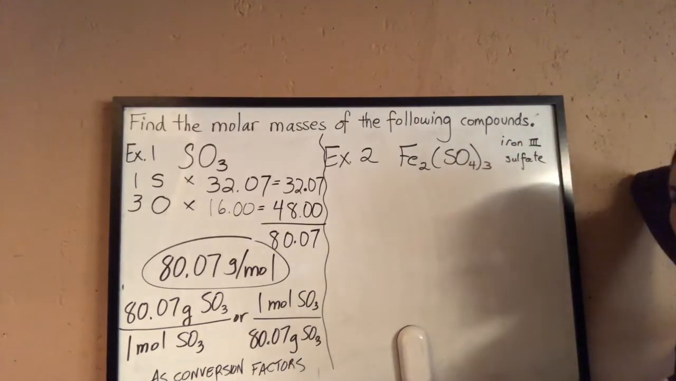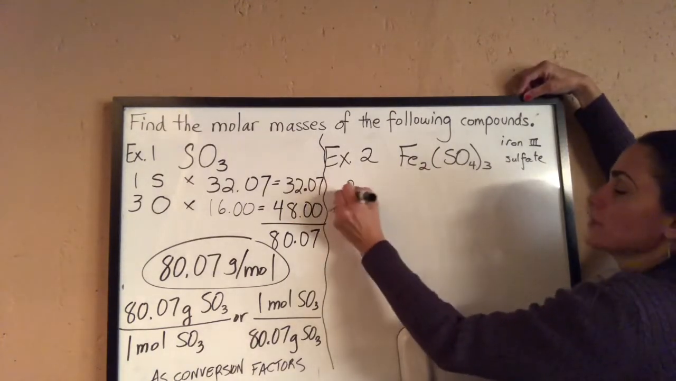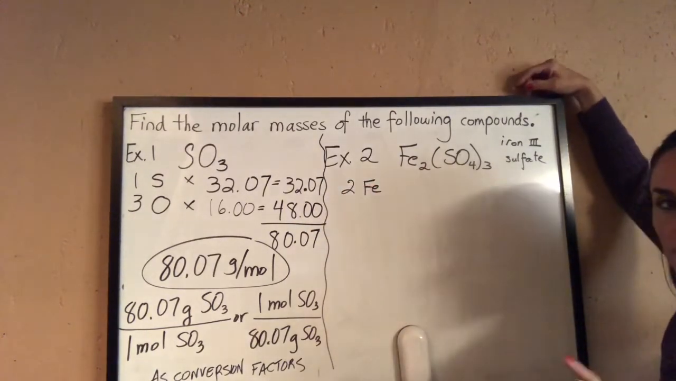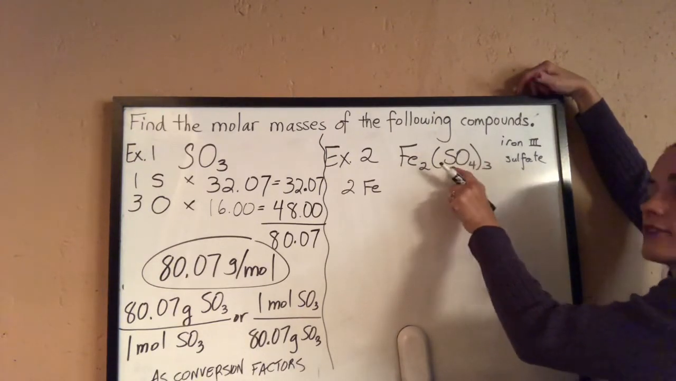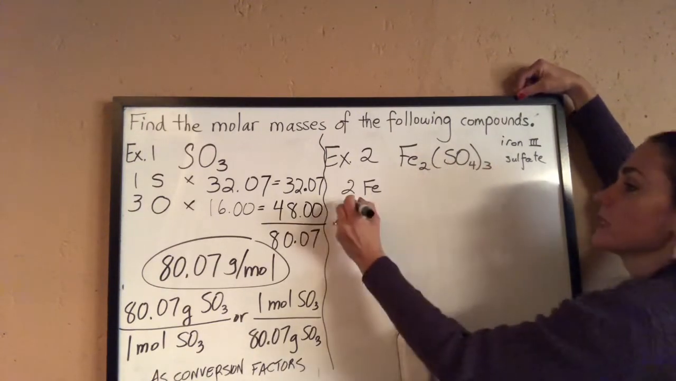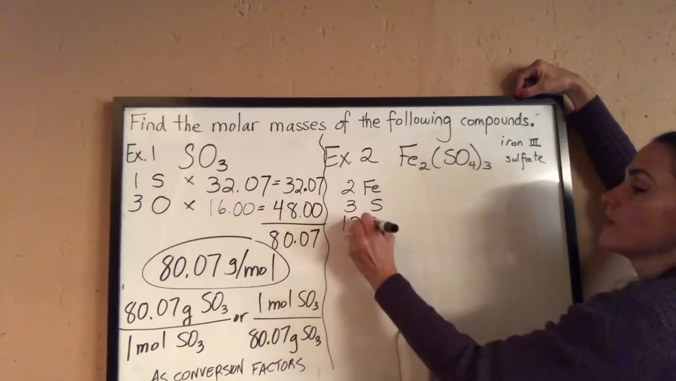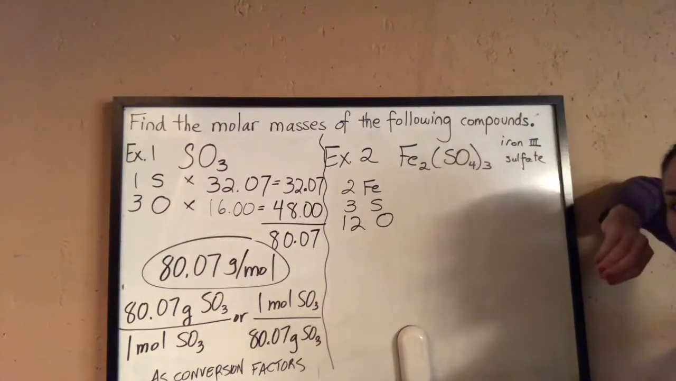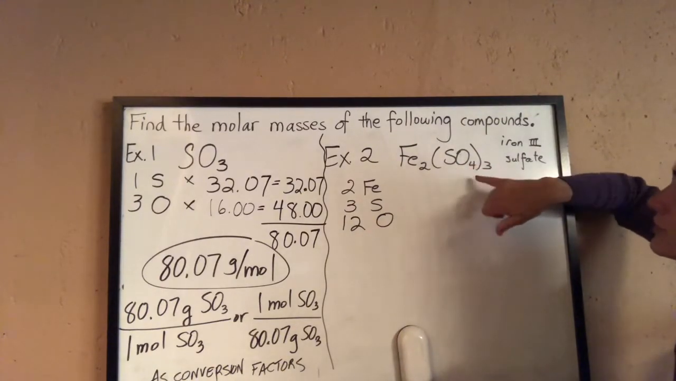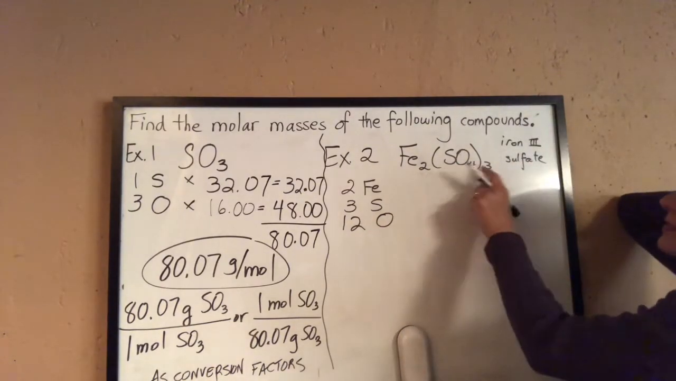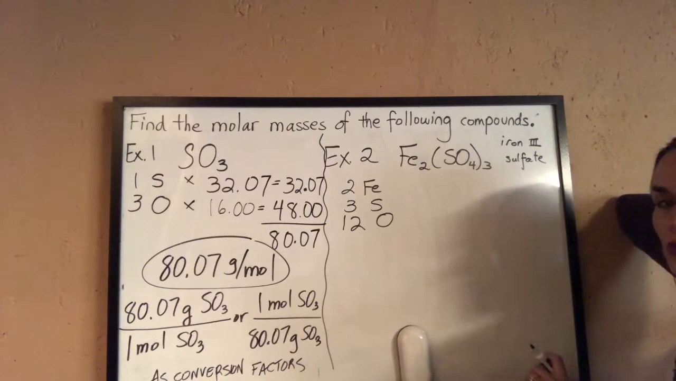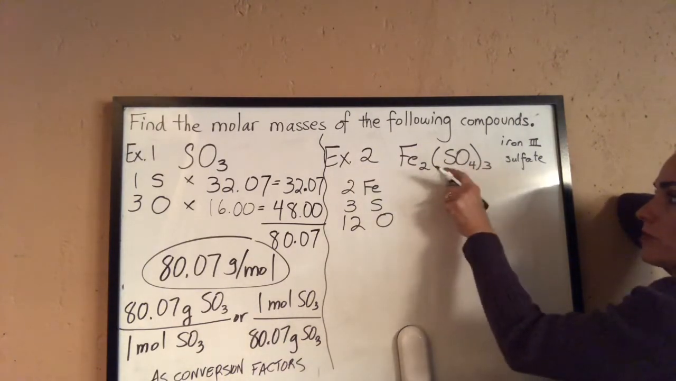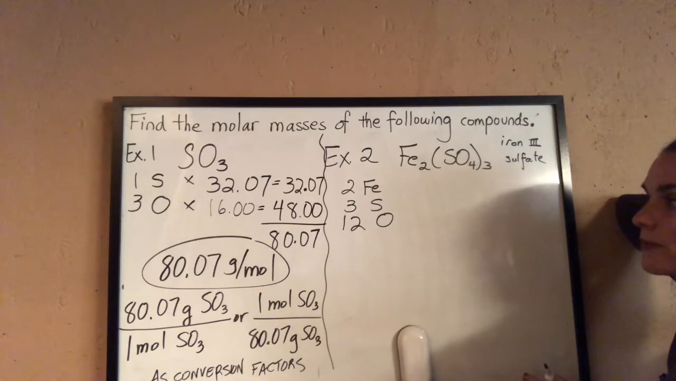Okay, let's find the molar mass. We have 2 irons. Now, be careful when you're counting the sulfur and the oxygen. This 3 that's outside the parentheses applies to everything inside the parentheses. So we have 3 sulfurs and 12 oxygens. We have 3 sulfate units, but individually we have 3 sulfurs and 12 oxygens. This 3 as a subscript only applies to what's in the parentheses. This 3 does not apply to the iron. As a subscript, it only applies to what is in the parentheses directly before it.